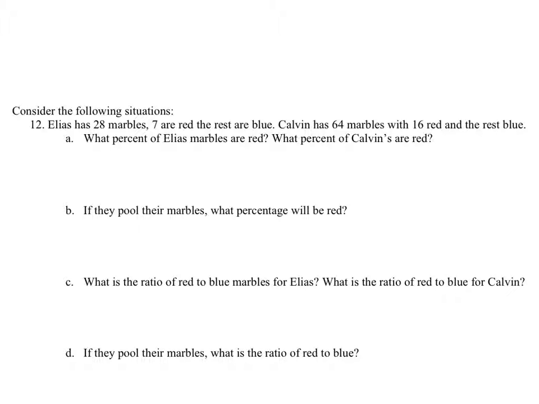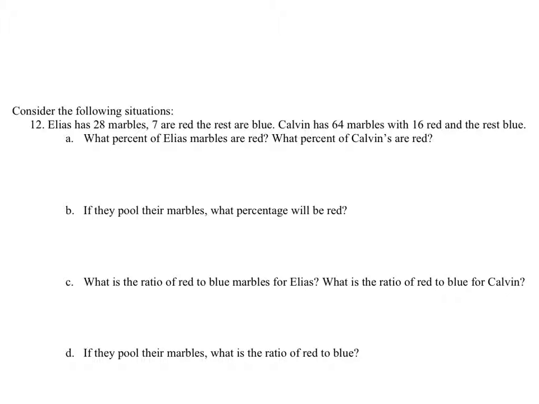All right, consider the following situations. Elias has 28 marbles, 7 are red, and the rest are an evil color. Calvin has 64 marbles with 16 red, and the rest are evil as well. What percent of Elias' marbles are red?